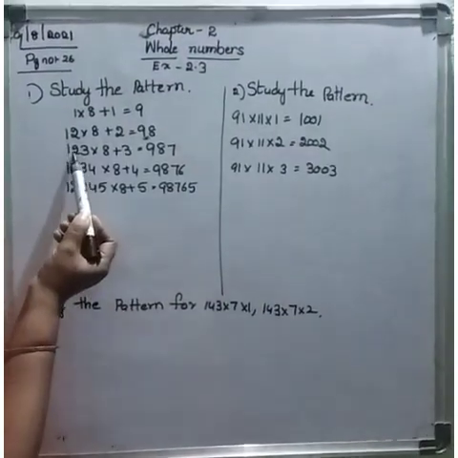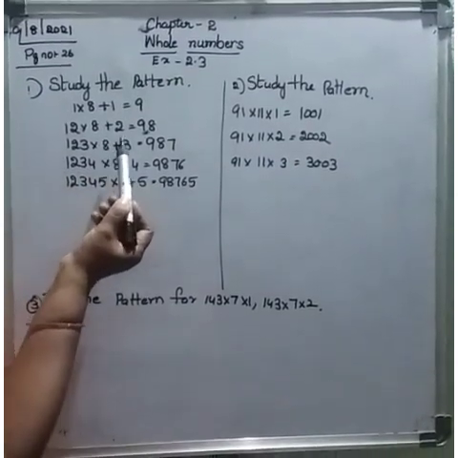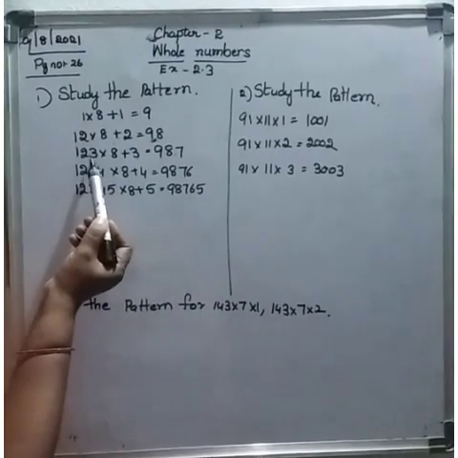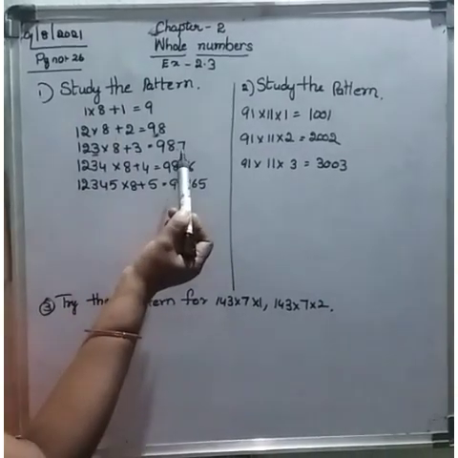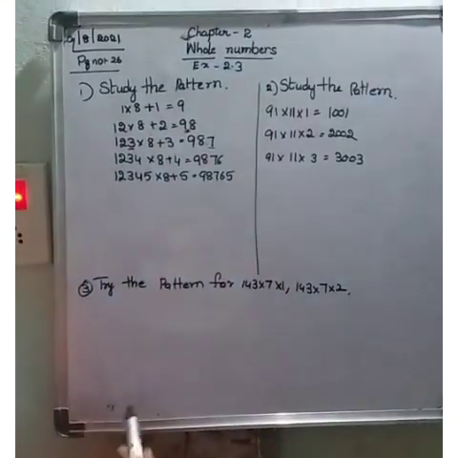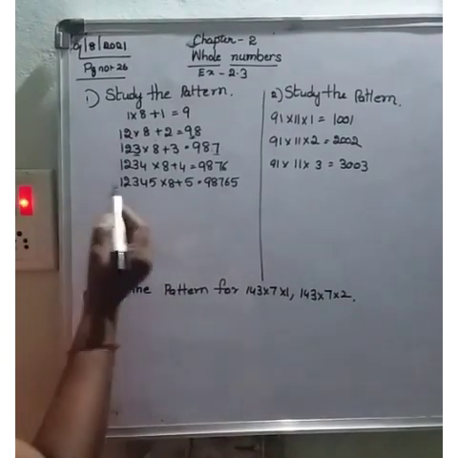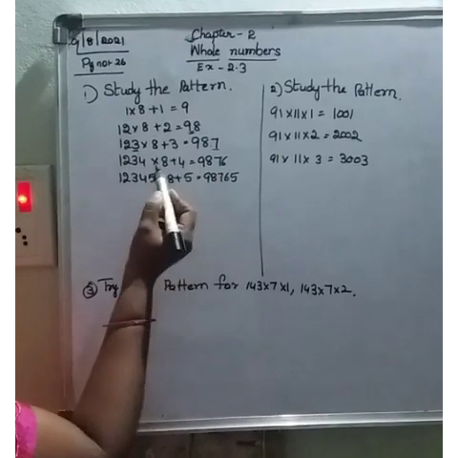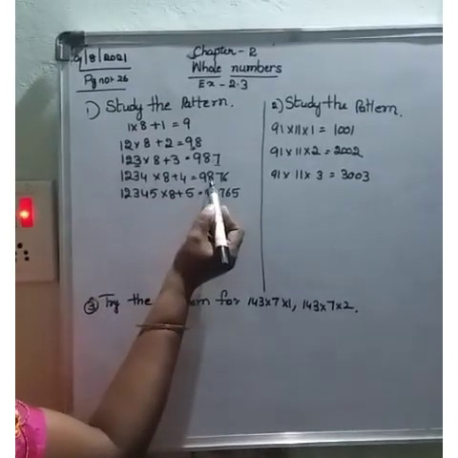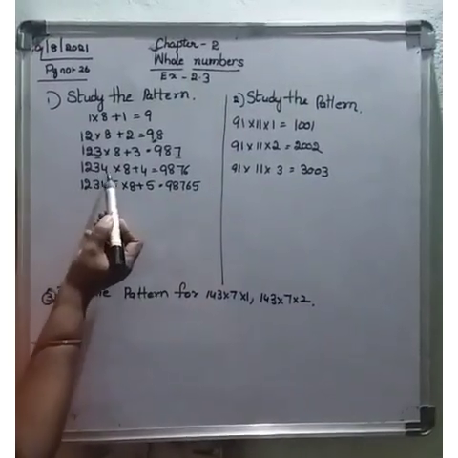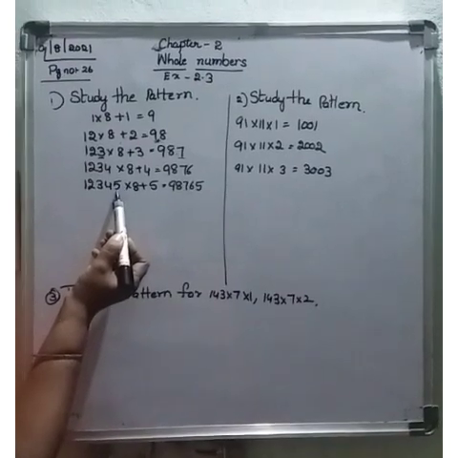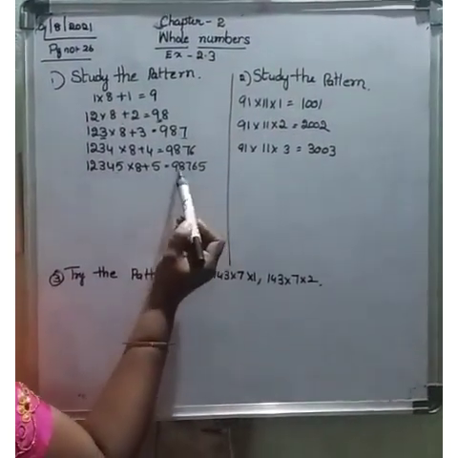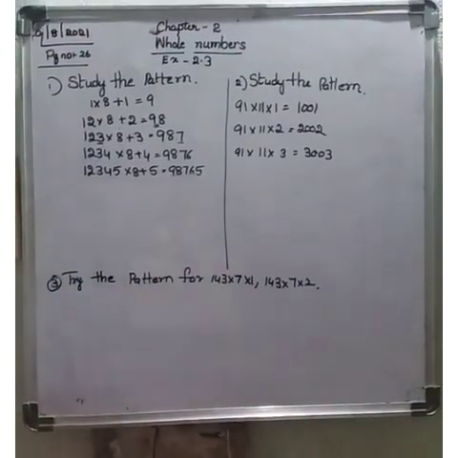98. 1, 2, 3 into 8 plus 3. Here 9, 8, 7. Here one more number increases. Here also one more number increases. Okay? 1, 2, 3, 4 into 8. 3 becomes 4 here. This is 9. 1, 2, 3, 4. What is the next number here? 5. There are 5 digits, and in the answer also 5 digits. Okay?